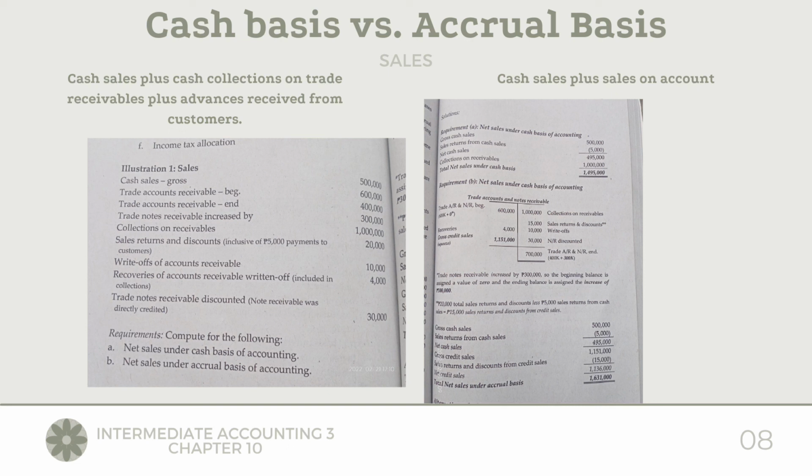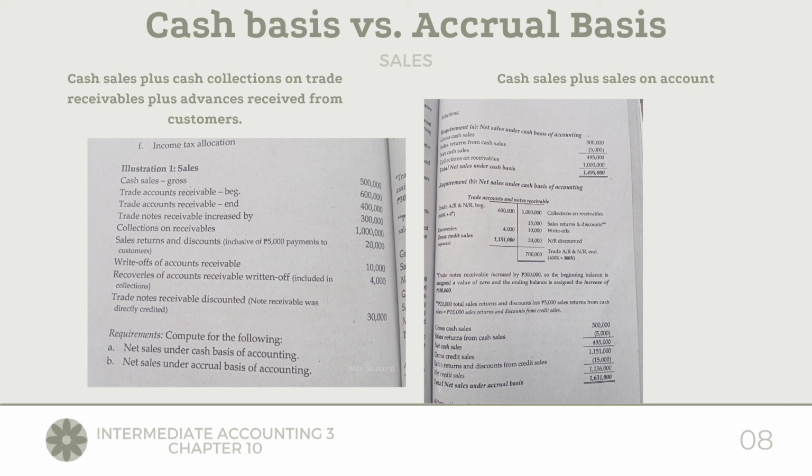On credit naman is the collection of receivables. Sales returns and discounts natin na 15,000 dahil doon sa given natin 20,000 siya. Kaya lang nagbayad tayo sa customer ng 5,000, we will subtract that and we get 15,000. Yung recoveries of 4,000, the write-offs of 10,000, the gross credit sales of 1,151,000, and note receivable discount of 30,000. With a total of 700,000 trade accounts and receivables and note receivable end.